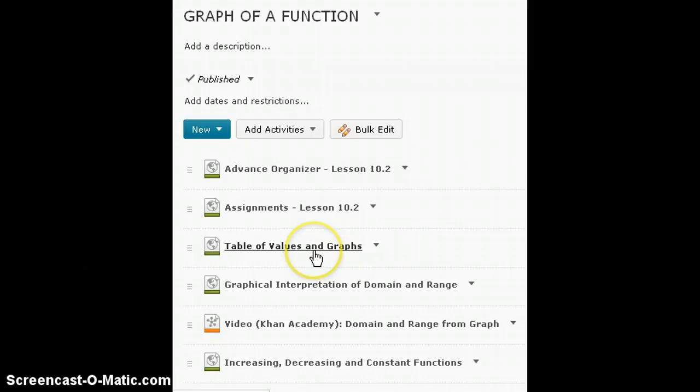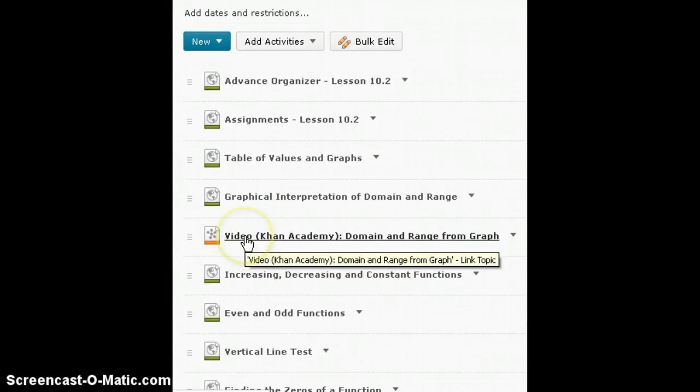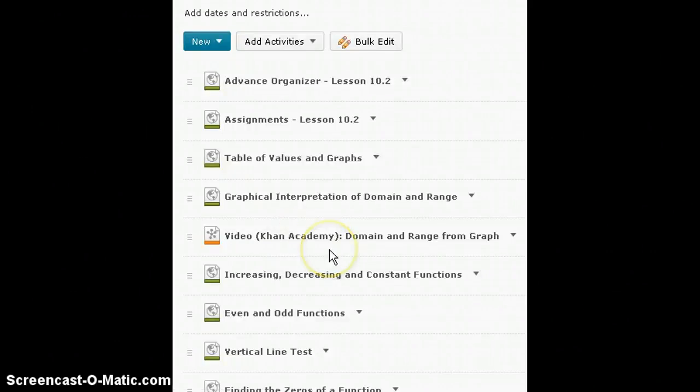We're talking about table of values in graphs, something you're familiar with. You may remember the T chart from high school, and if not, you'll see that. A graphical interpretation of domain and range, a very good short lesson on that. And then I do want to point out this video from Khan Academy, a tremendous teacher and a tremendous opportunity you have to watch that video and get that understanding. Really brings home this idea of online learning.